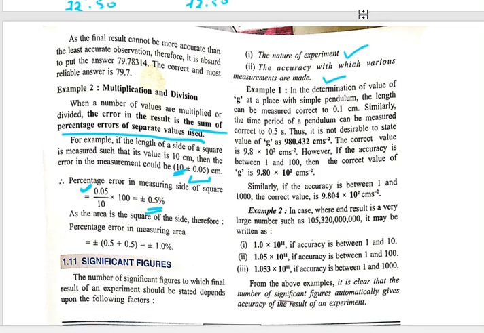So if we see example number 1, in the determination of the value of g, the acceleration due to gravity, at a place with a simple pendulum, the length can be measured correct to 0.1 centimeter. Similarly, the time period of a pendulum can be measured correct to 0.5 seconds. It is not desirable to state the value of g as 980.432 centimeter per second square. So the correct value will be 9.8 into 10 to the power 2.